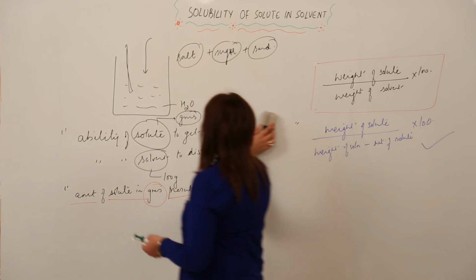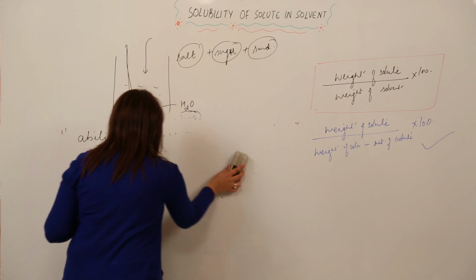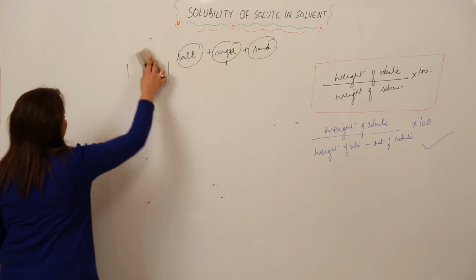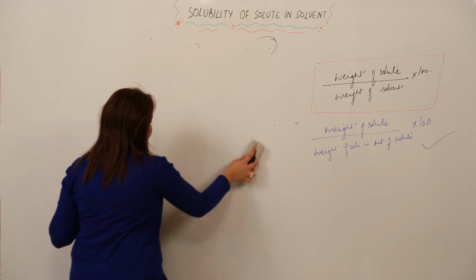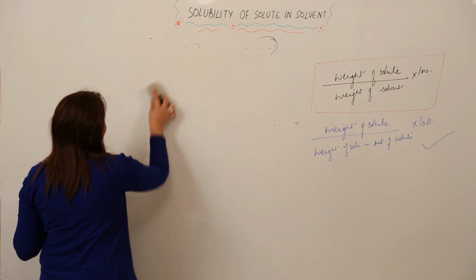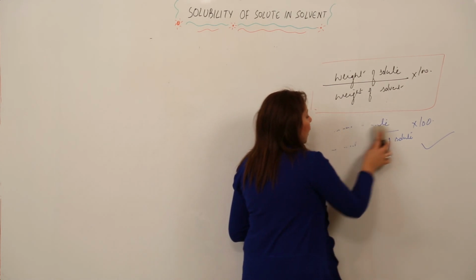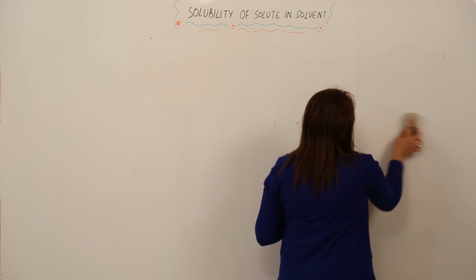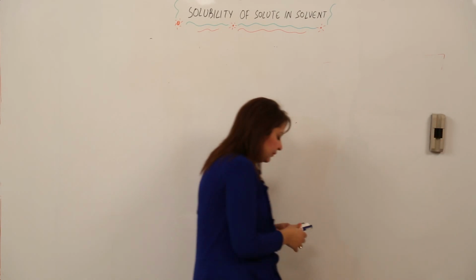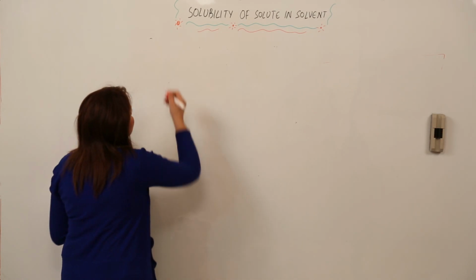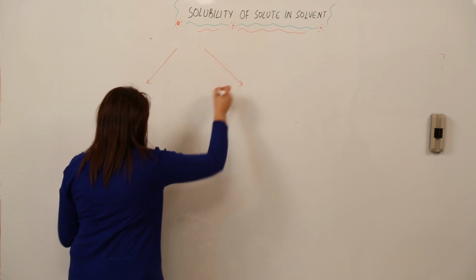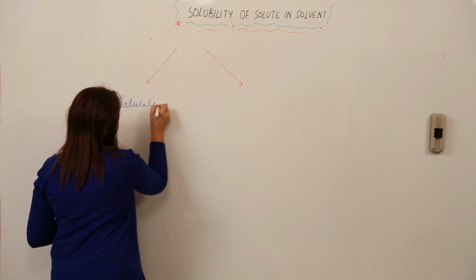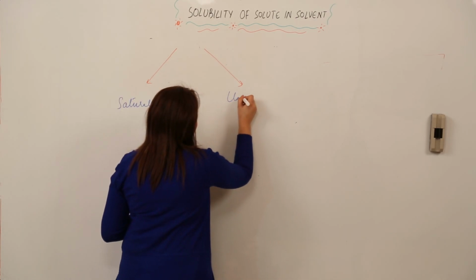Now on the basis of solubility, that is, which solvent dissolves the solute to which extent, we have divided solutions into different categories, right. So on what factor? It is on the factor of which solvent can dissolve solute up to what extent. We have classified the solution into two categories, right. The two categories are saturated solution and unsaturated solution.